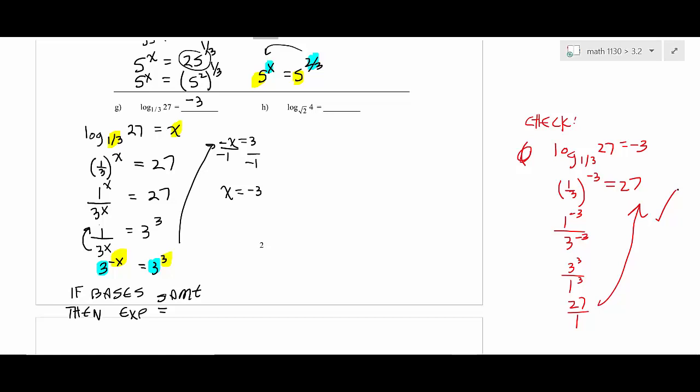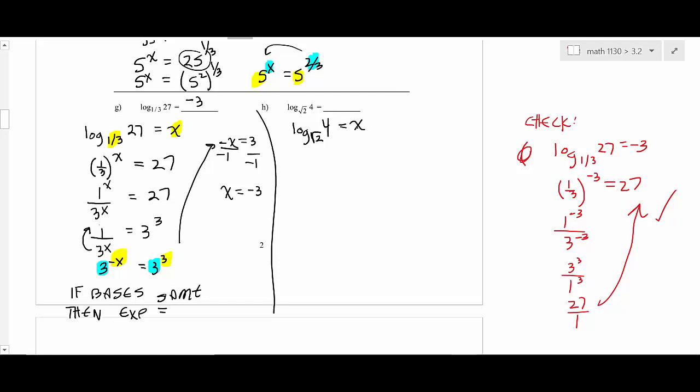Okay? You guys understand what I'm doing? All right, is everybody getting this down? All right, so the next one we're going to do basically the same way, and you want to start this off kind of like this. This one's pretty hard to do in your head, so write down log base square root of 2 of 4 is equal to x. Do that.